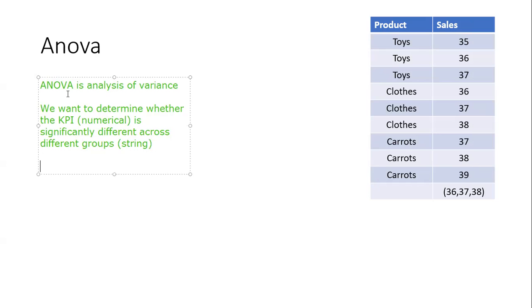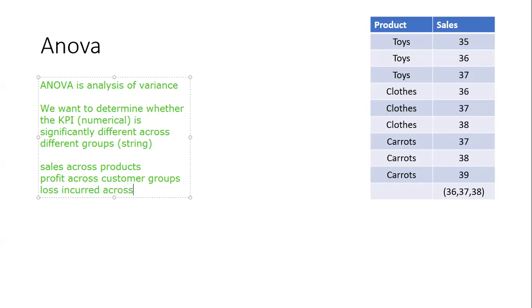So for example, I can say sales across products. I can say profit across customer groups. You have created customer groups, platinum and so on, whatever. Profit across different customer groups. I can say the profit or the loss incurred across different aircraft types. So all of these things are use cases of ANOVA, and it's a very important statistical test to have.